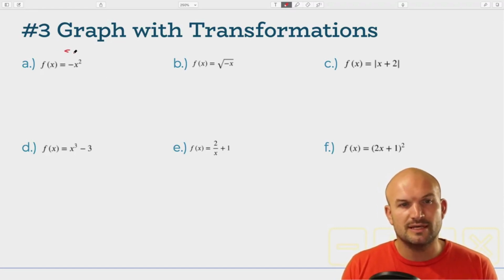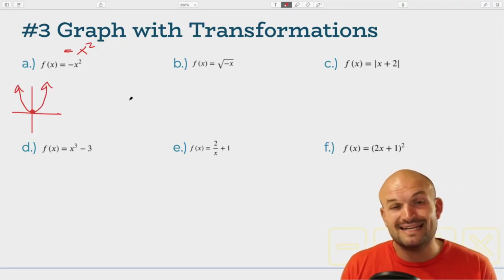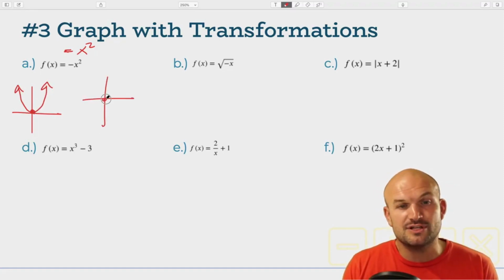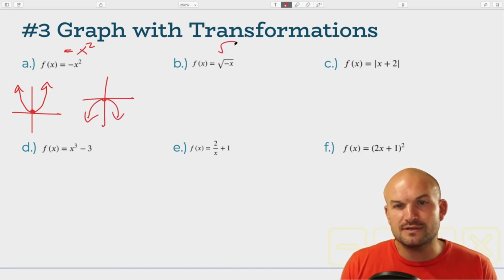So the parent graph in this case is just going to be x squared. So that's going to look like this. And again, I'm just going to do a horrible graph. Okay. If you multiply by negative on the outside, all that's simply going to do is reflect it across the x-axis. The square root of x, that is going to be your parent function.